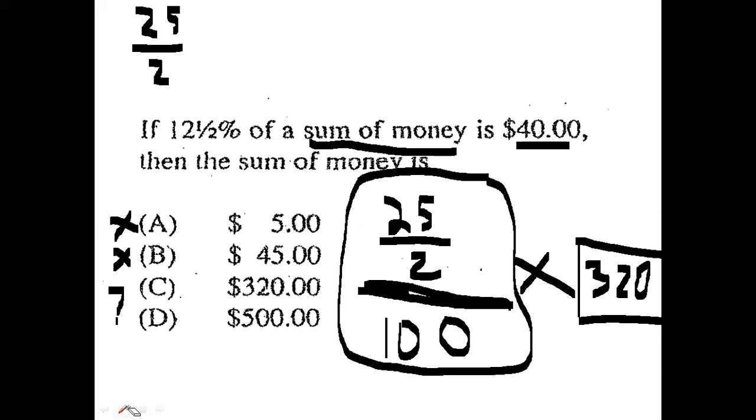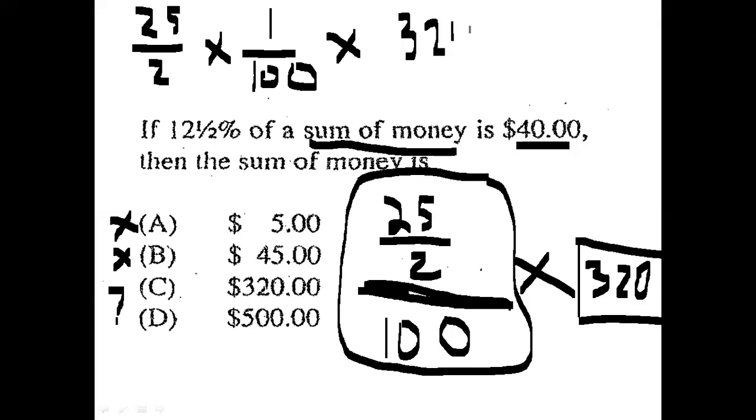So in other words, I'm not going to write the divide. I'm going to write the multiplication sign. And then it's not going to be 100 over 1, it's going to be 1 over 100. All of this right here, and then I'm going to times it now by the 320. What we get here is supposed to be what? 40. So watch carefully now.